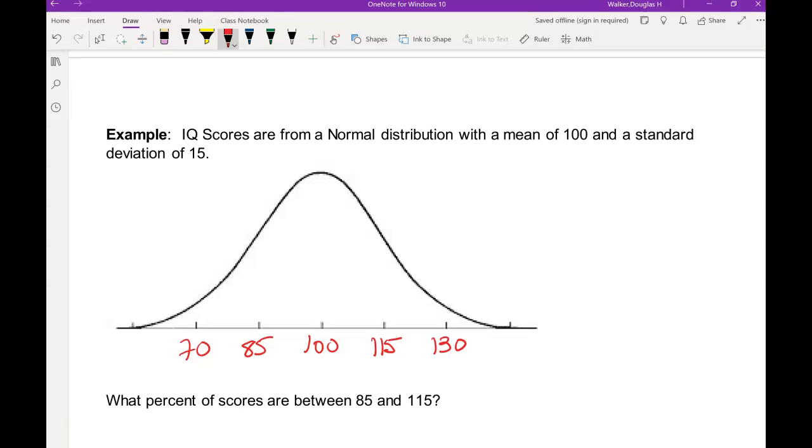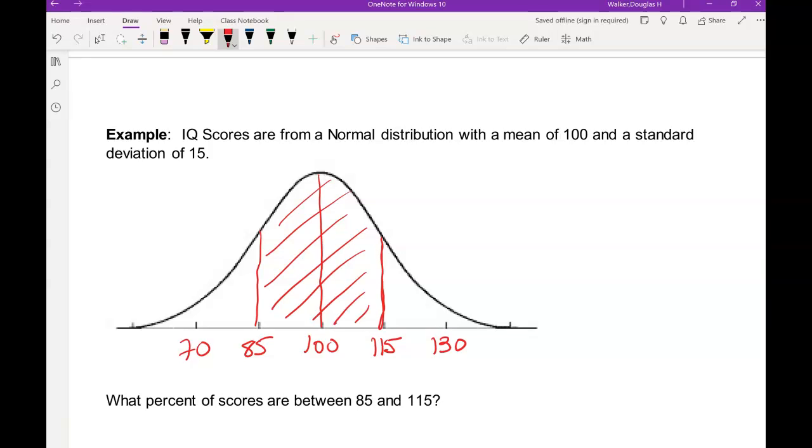All right. So the question is, what percent of scores are between 85 and 115? So here's our mean right in the middle. Well, the 85 and the 115 happen to be that plus or minus 1. So that's that 68% that we were talking about before, within 1 standard deviation. So we know that 68% of IQ scores are going to be between 85 and 115.